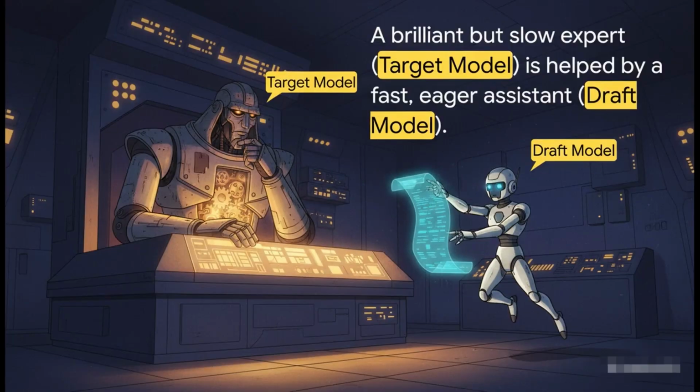Okay, so here's a really simple way to picture it. Imagine you have a brilliant world-class expert. Their answers are always perfect, but man, they take their sweet time coming up with them. That's our big target model. Now, to help out, you hire a super fast, eager assistant. That's our small draft model. The assistant's only job is to quickly jot down a few words, or tokens in AI terms, of what they think the expert is going to say next. Then, the expert just has to glance at the draft and say, yep, that's right, which is way faster than coming up with it all from scratch.